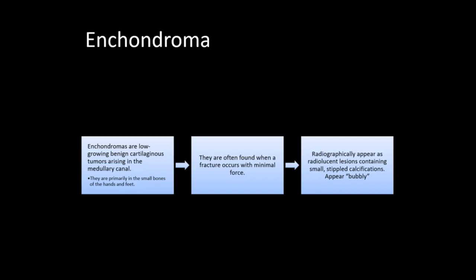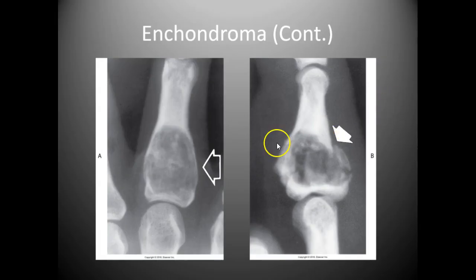Enchondroma. These are slow growing, which is interesting, benign cartilaginous tumors arising in the medullary canal. They are primarily in small bones of the hands and the feet. They are often found with fractures occurring with minimal force. Radiographically they appear as radiolucent lesions containing small stippled calcifications. They appear bubbly. So here you go. You can see it here.